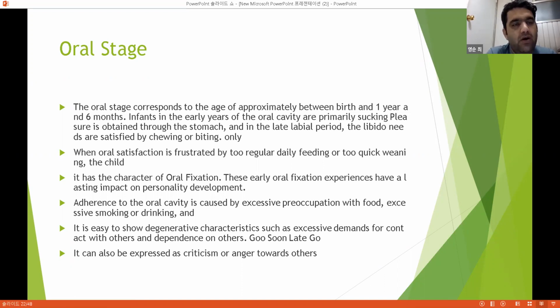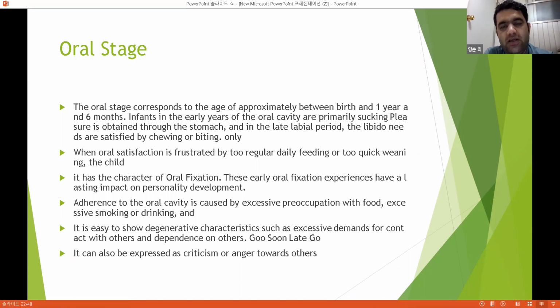or biting only. When oral satisfaction is frustrated by too regular daily feeding, or too quick weaning of a child, fixation starts. Weaning is a situation where a child is transferred from drinking or being fed by mother's milk to another form. So soft meals like potato or some rice can be fed to a child while he or she is 2 years old, and sometimes earlier than that. That is called the weaning situation. It has been the cause of oral fixation.